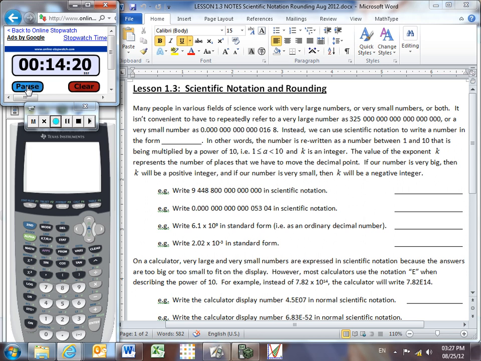It's not particularly convenient to have to continually refer to this huge number, 325, with 18 zeros attached. I'm not even sure how to say that number.